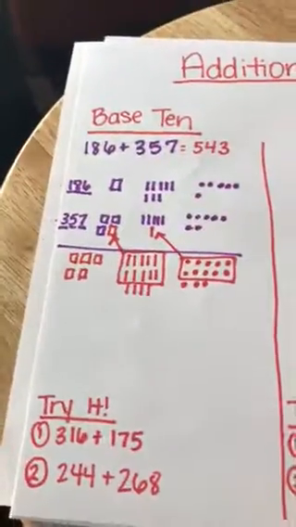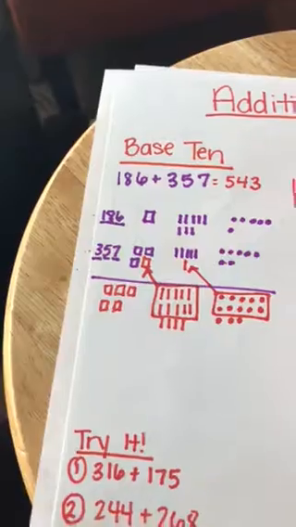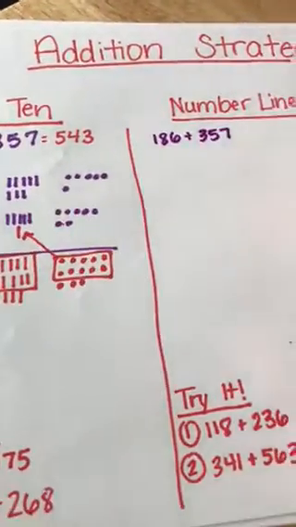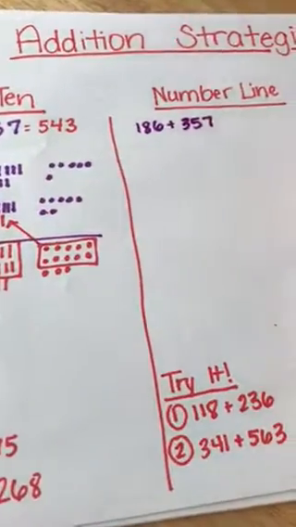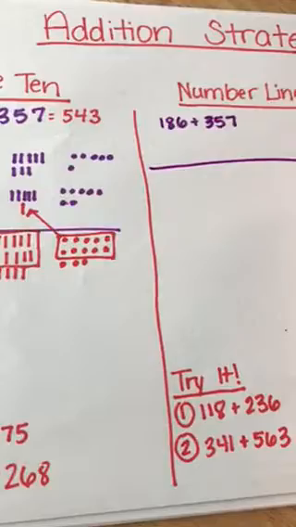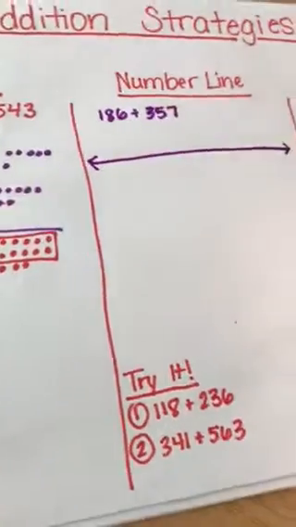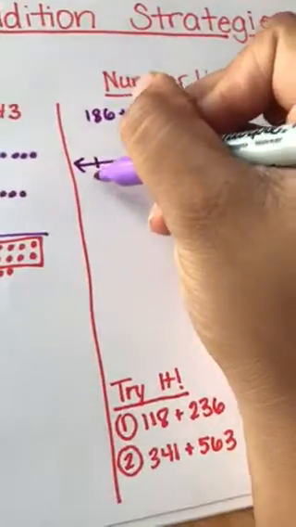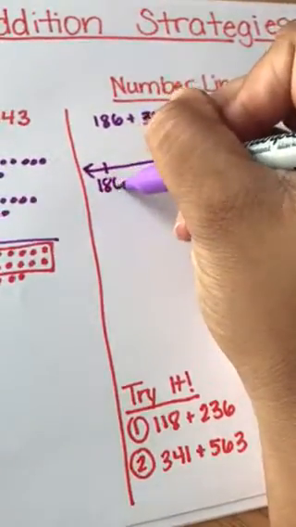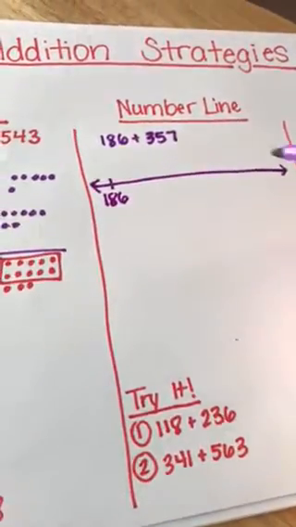Okay, we solved 186 plus 357. We're going to solve that same problem using an open number line. When you add on a number line, you don't really need all of the individual little tick marks. That's why it's called an open number line. I'm just going to start with my first number, 186. And then I'm going to add each place value one at a time.